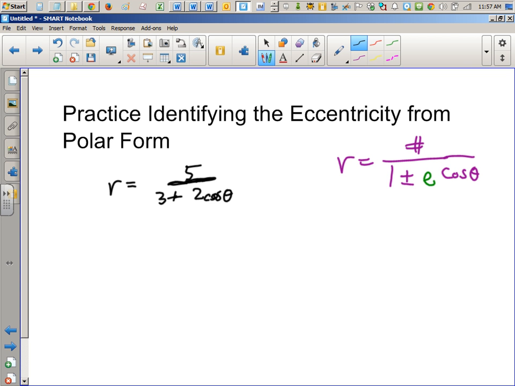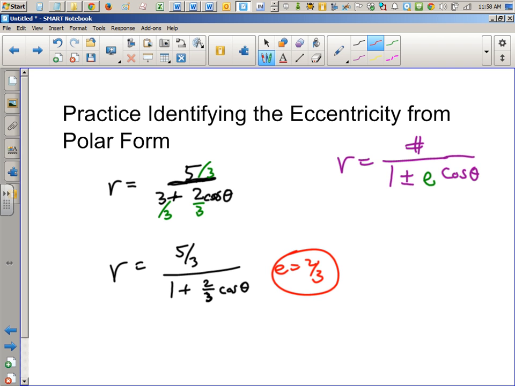But that's easy to fix. How am I going to make that a 1? Divide by 3, right? So I'm going to divide everything by 3 just to force that to look like a 1. Let's do that real quick. So I'm going to divide this by 3, divide this by 3, and divide this by 3. There, I did it. So what is E for this problem? 2/3. What does it mean? It's an ellipse. That's less than 1.